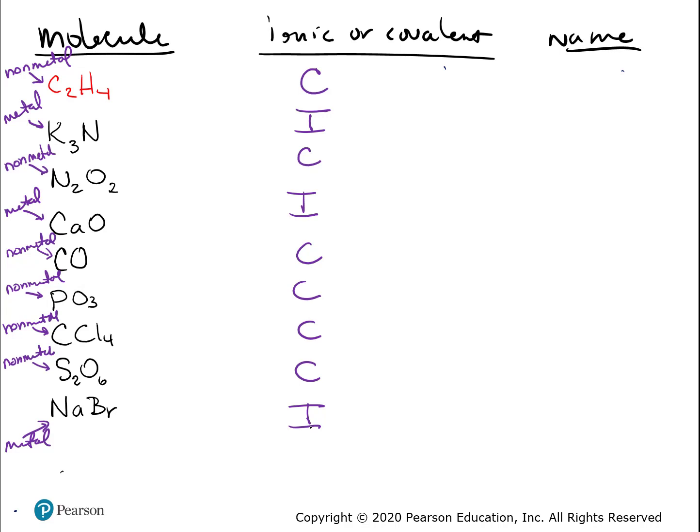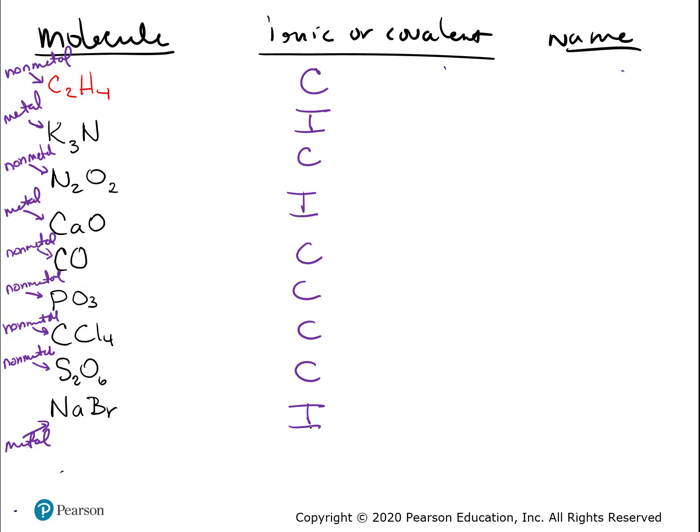Just go along. Doesn't matter if I gave you the name or the formula. Just look at the first word, or look at the first element in the formula. If it's a metal, it's ionic. If it's a non-metal, it's covalent. Okay? And 99.9% of the time you're right, unless you have ammonium. That's the only time that doesn't work.